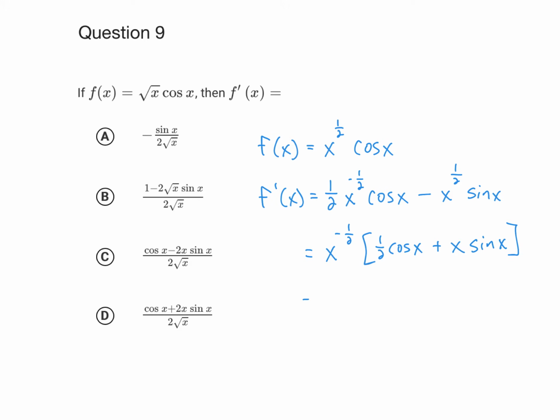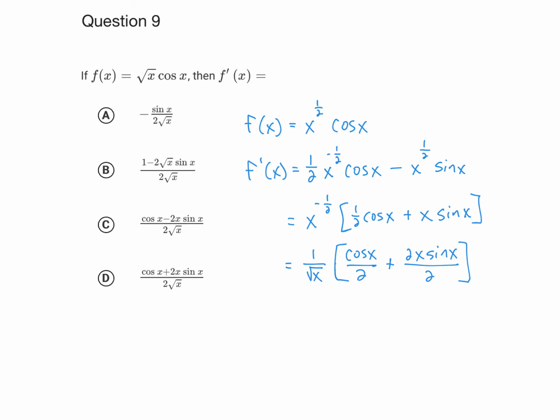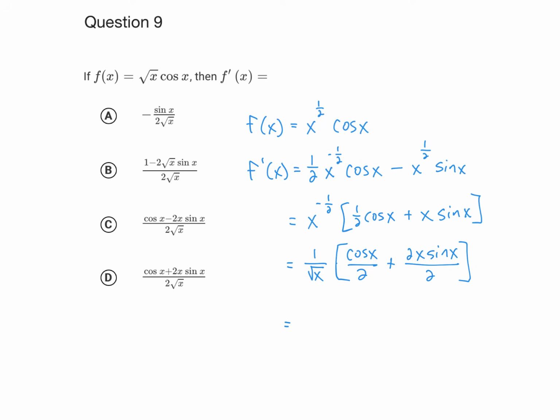Okay, so technically x to the negative 1/2 is 1 over x to the 1/2, which is 1 over root x. And then this is cosine x over 2 plus, and I'm going to rewrite this as 2x sine x over 2. There are different ways of doing what I'm doing, but okay, so now we can see the answer.